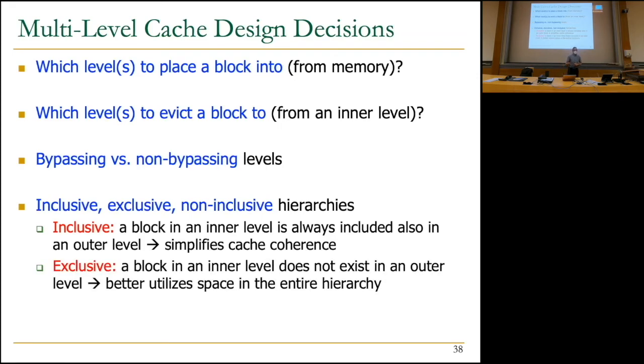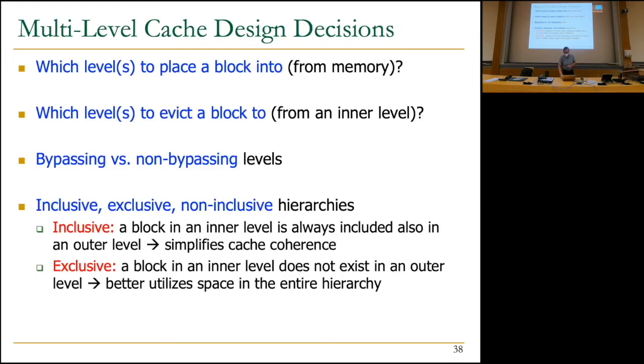Exclusive means that a block in an inner level does not exist in the outer level. So redundancy is minimized in an exclusive hierarchy. It better utilizes space in the entire hierarchy. But this is more complex. This makes coherence complex, but also whenever you're evicting a block, or bringing a block, you need to make sure that that block doesn't exist anywhere else.